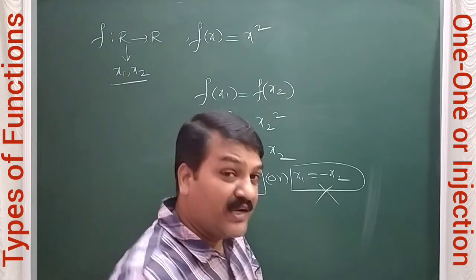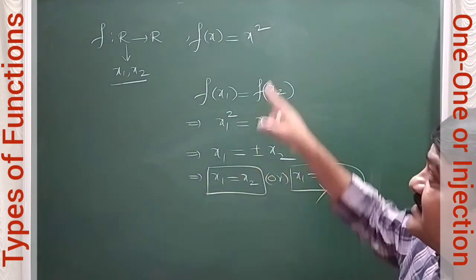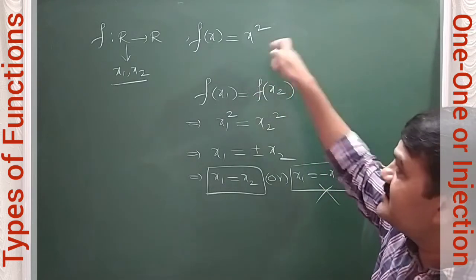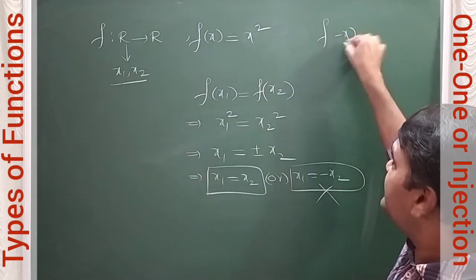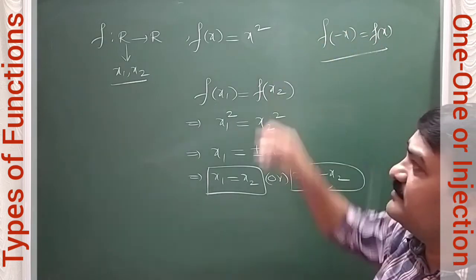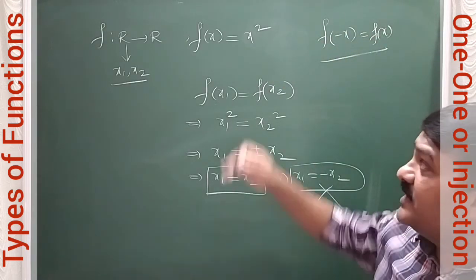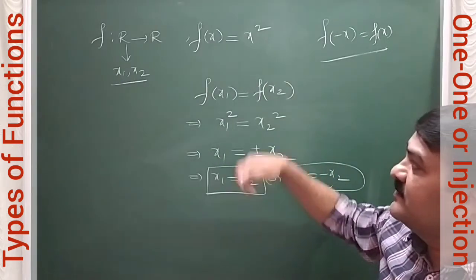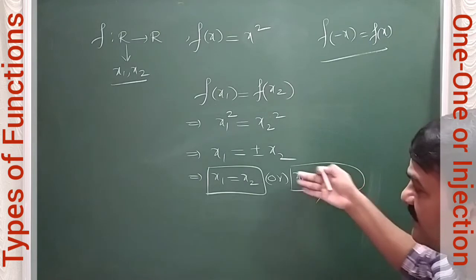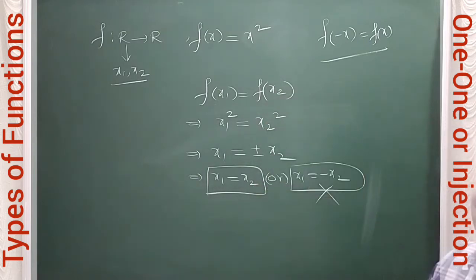And I can give you one more reason. This is clearly an even function, because f of minus x is equal to f of x. Therefore it is not 1-1. And the working rule also we have done. By the working rule also we got that it is not a 1-1 function.